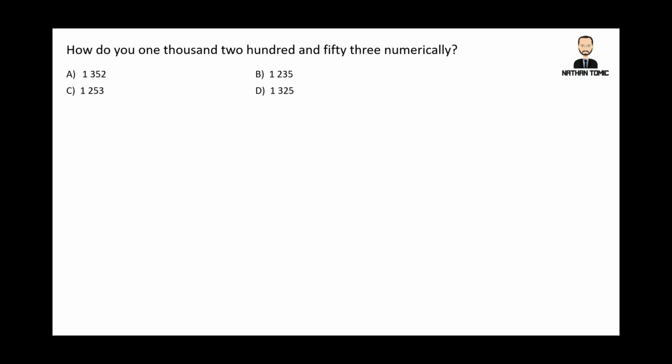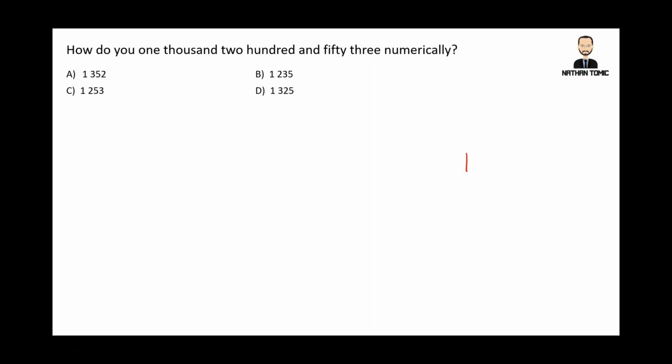How do you... Oh, there's a bit of a typo here. How do you write 1,253 numerically? So we're missing a word in the question there. So how do you take the worded value 1,253 and write that as an actual number? So let's think about that for a second.